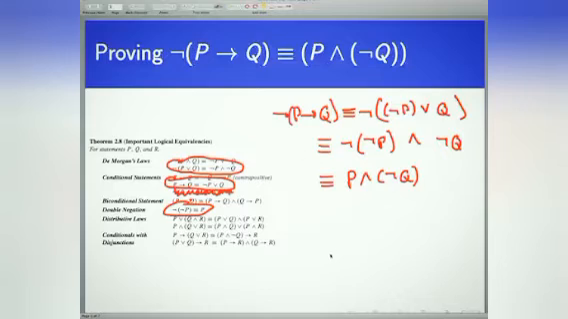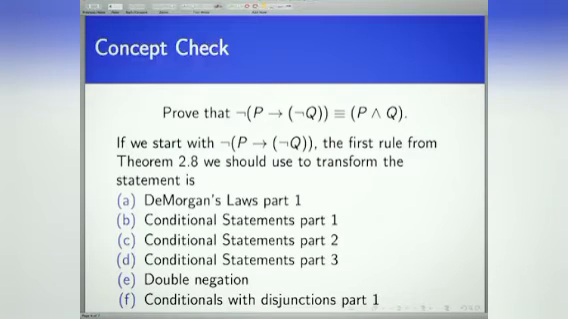But there's no truth tables involved in this, except under the hood. The truth tables take care of the statements that we're using, but we don't actually use truth tables in this proof here. So let's see how well we understand this idea by looking at a new equivalency that I want to prove. I want to prove that the negation of P implies not Q is equivalent to P and Q.